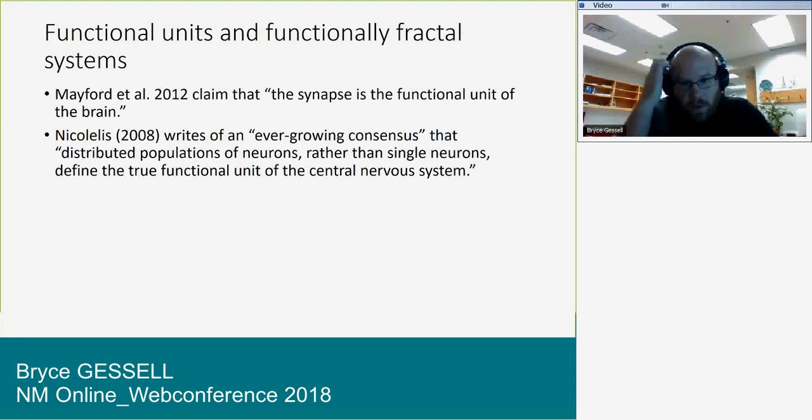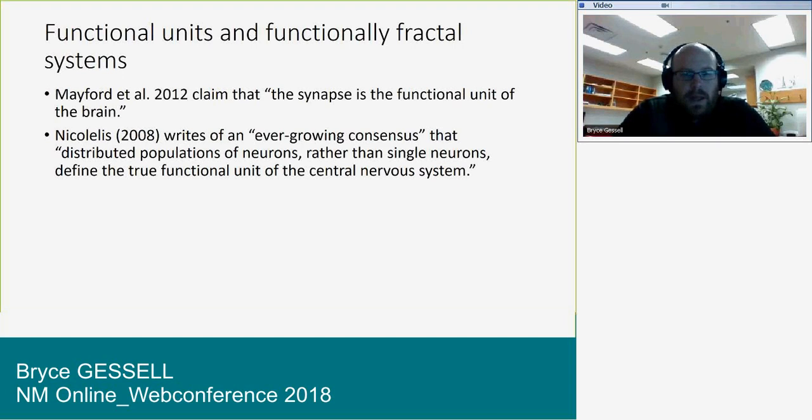She has a great paper on this that I encourage you to check out. Now, looking at these quotes in this slide, I interpret these remarks in a strong sense, which means that in making these claims about what the brain's functional unit is, these authors are also making claims about what we need to study in order to understand how the brain gives rise to cognition.